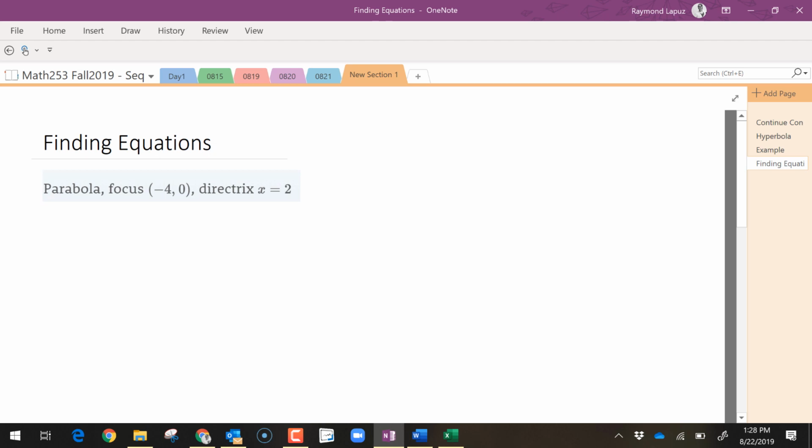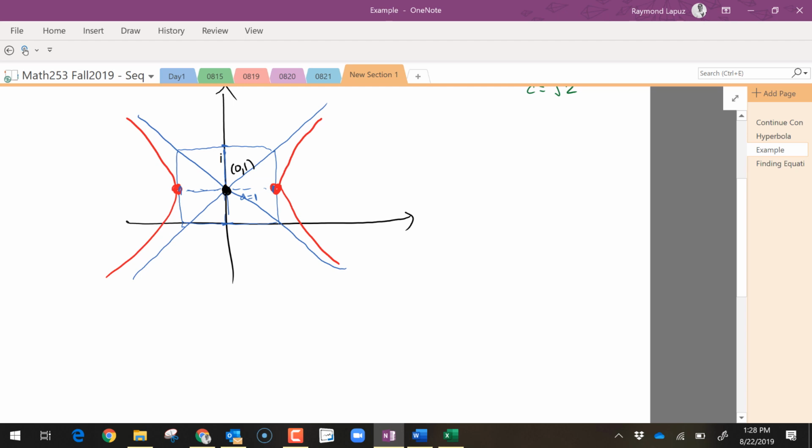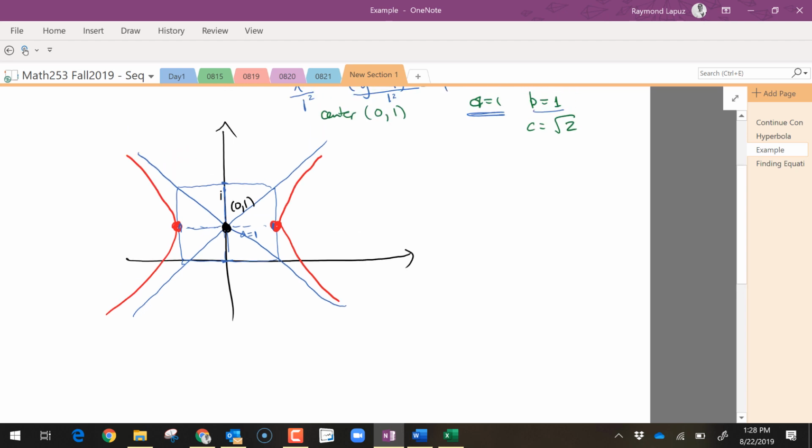Let's find a parabola with the focus of, oh, sorry. Let me go back. Speaking of focus, let me just go back to this example and talk about the foci. C is equal to square root of 2.